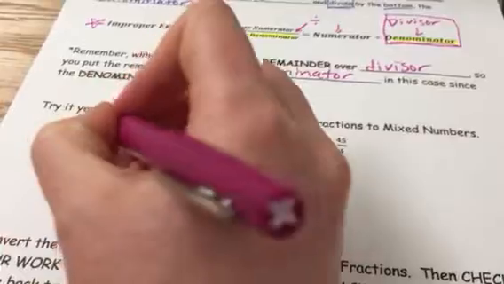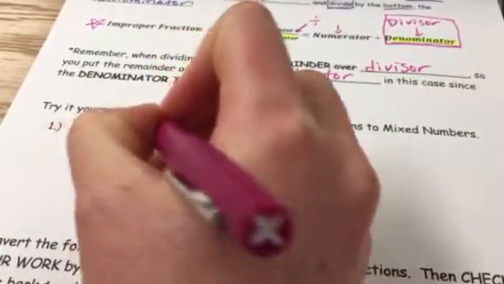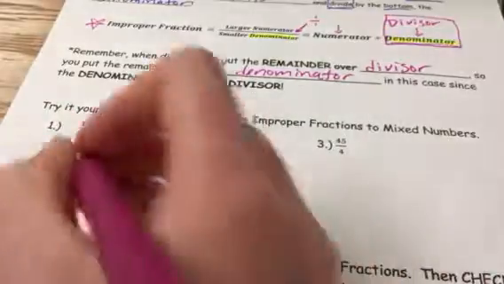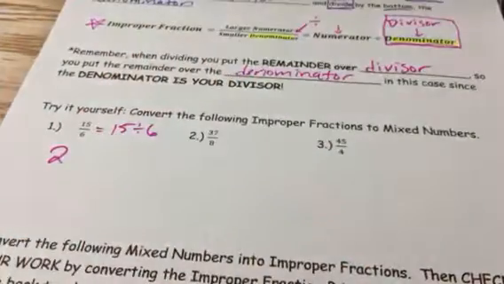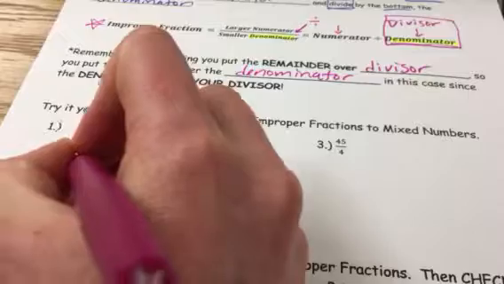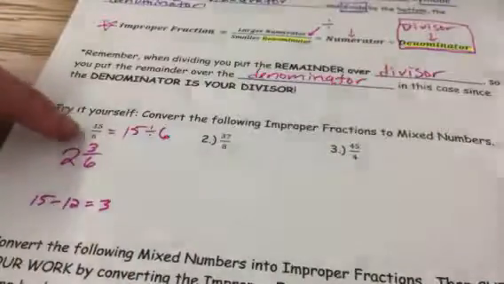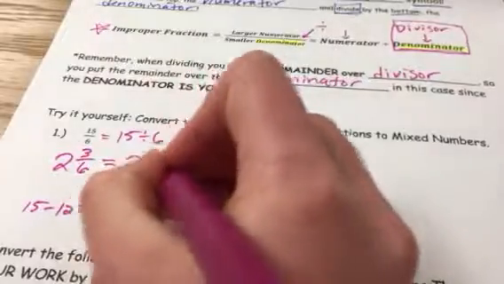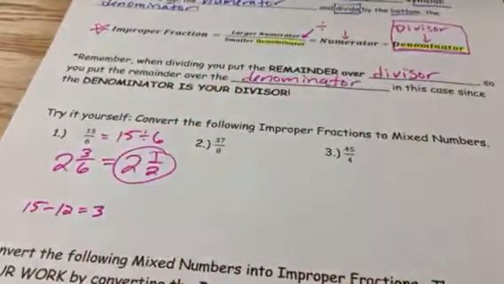So this is equivalent to 15 divided by 6. How many times does 6 fit into 15? It fits in 2 whole times. That gives me 12. 15 minus 12 is 3. So I put that remainder of 3 over my original denominator. That's 2 3/6, which is equivalent to 2 1/2.